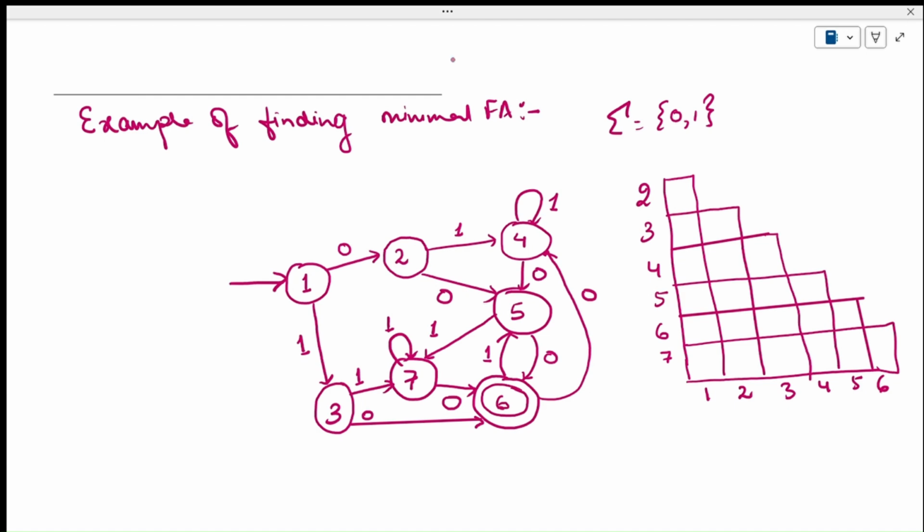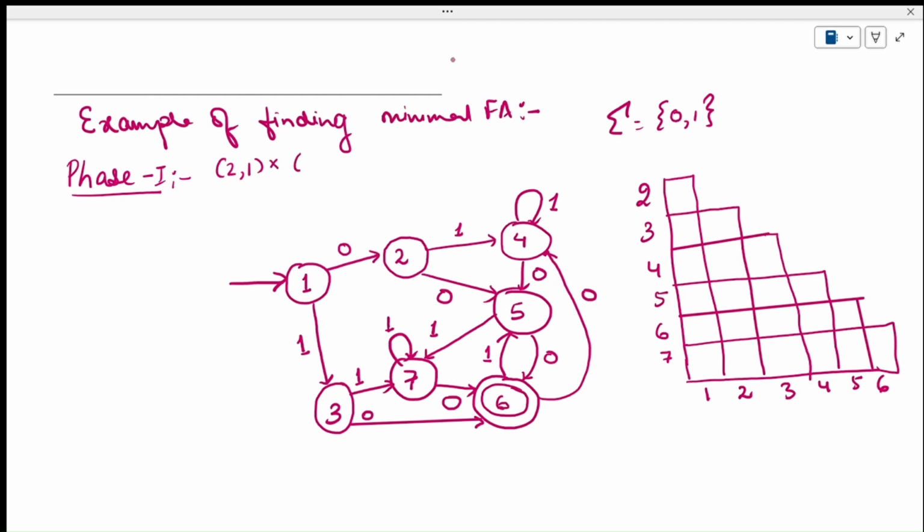Start with the first phase. In phase 1, we will pick all those pairs of the states where one of the states is an accepting state and the other state is a non-accepting state. For example, if I take the pair 2 1, we have both 2 and 1 which are non-accepting states. So in this phase this pair is not marked.